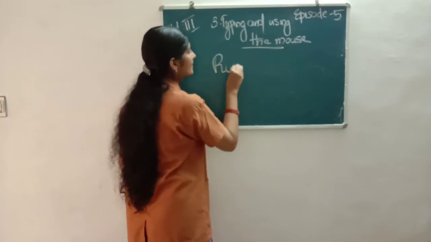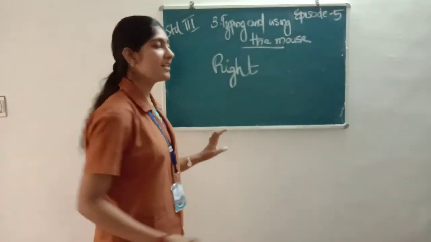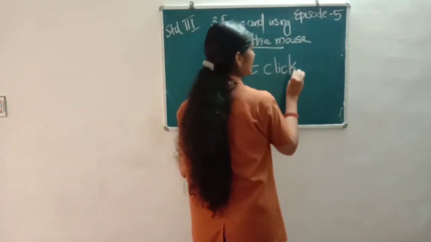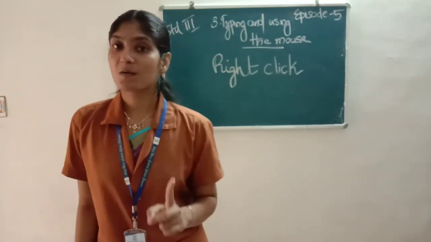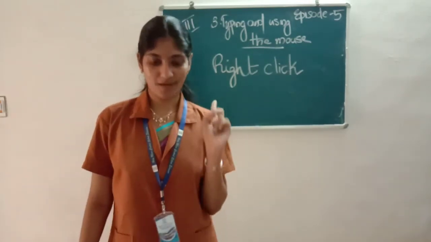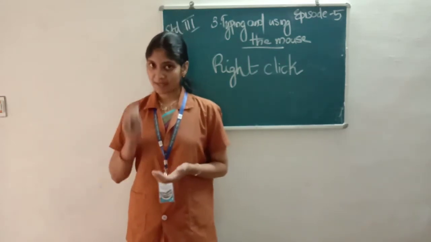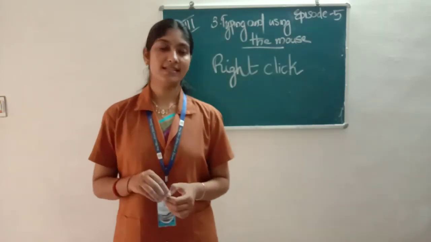R-I-G-H-T, right. R-I-G-H-T, right click. C-L-I-C-K, click. That is right click. Right click means it is related to the right button of the mouse. That is how to do right click: press the right mouse button and then release it.